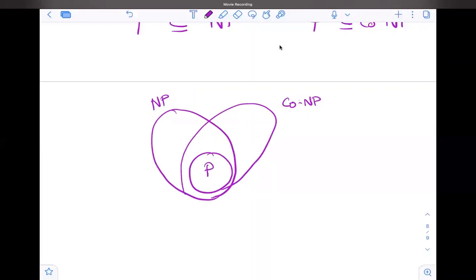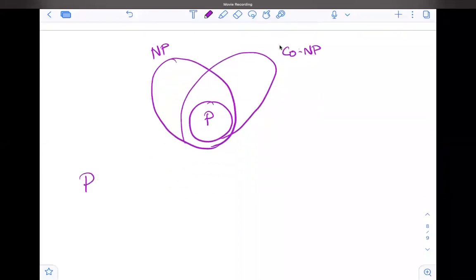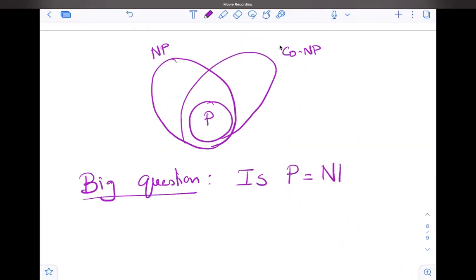You might see this picture in many books and many places. Now, the big question here: is P equal to NP? This is a big problem, and we don't know a solution. It's a big conjecture. Some people say that P is equal to NP, some people say P is not equal to NP, and so on.